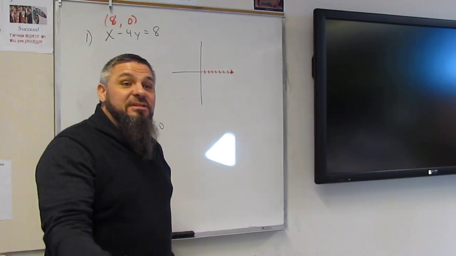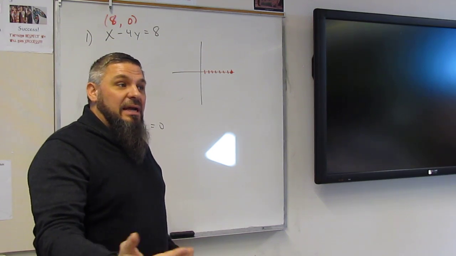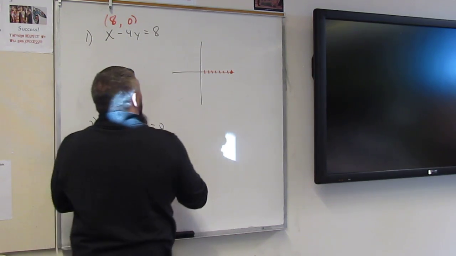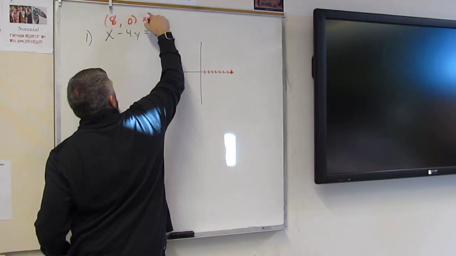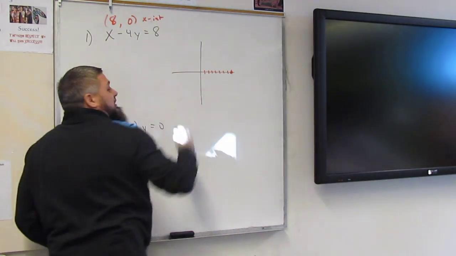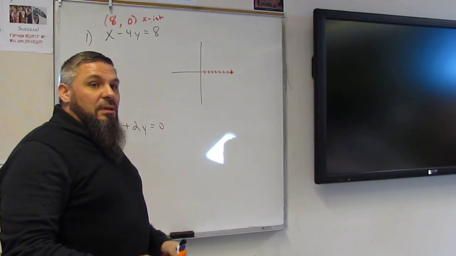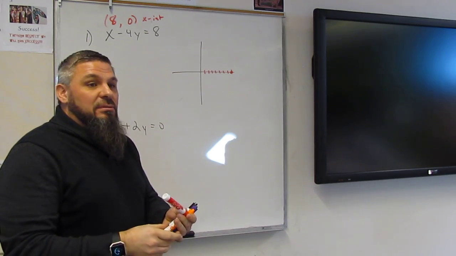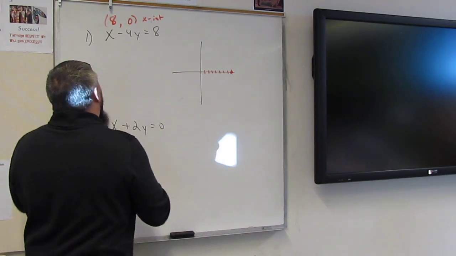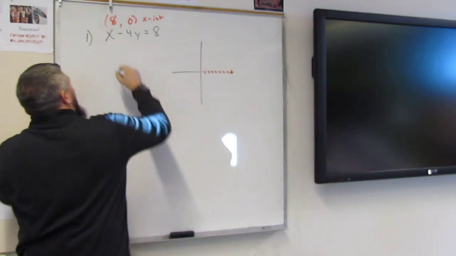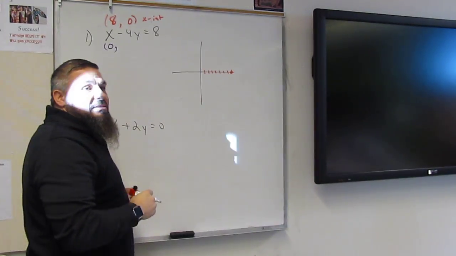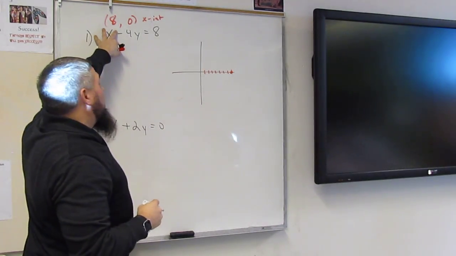That's the x-intercept, right? X-intercept. That's what we call this. And then we want to find the y-intercept, right? To find the y-intercept, I cover up x. Or in other words, I put a 0 in for x. And then I solve.